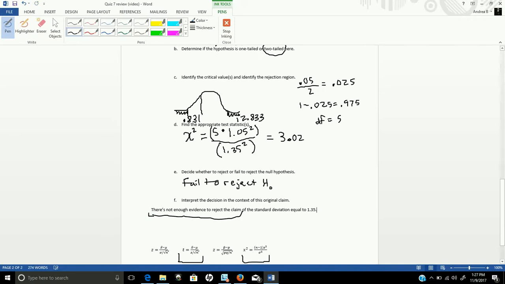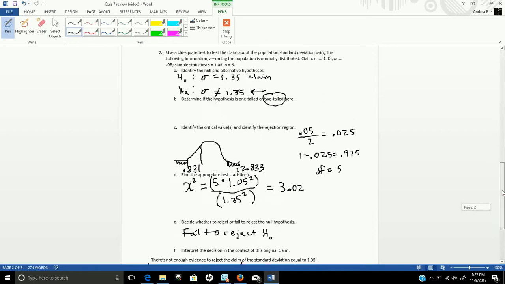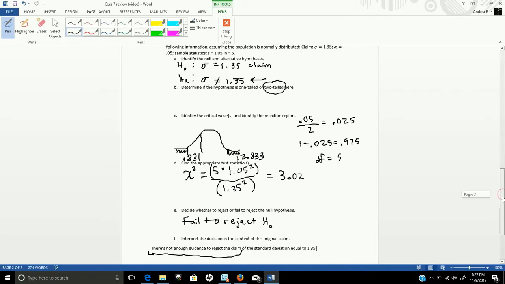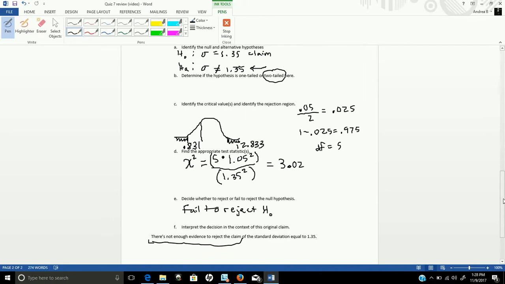So do not just write there's enough evidence or not enough evidence and leave it like that. Just state what it is there's enough evidence or not enough evidence for. So once again, the claim was the null hypothesis, so it's going to match up with whatever you had for the null hypothesis there. If the claim is the alternative hypothesis, then you're either supporting or not supporting the claim. So remember to look on page 364 once again if you need to go through and review some of those interpretations some more.